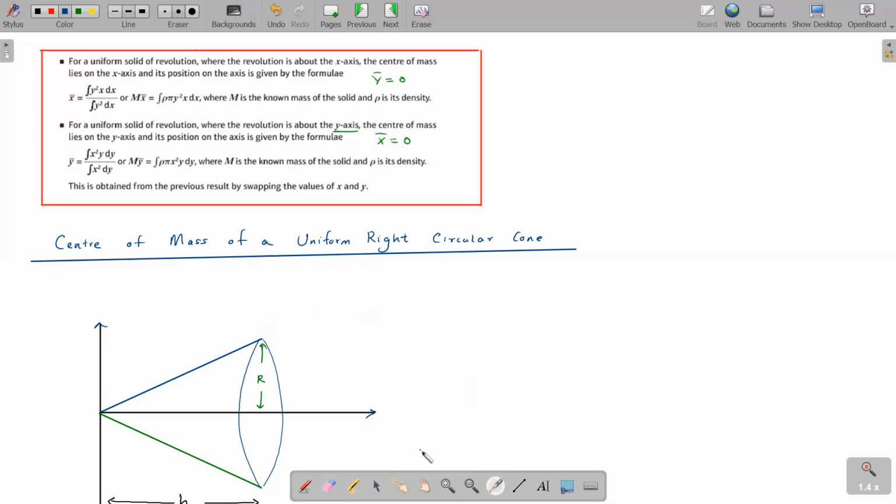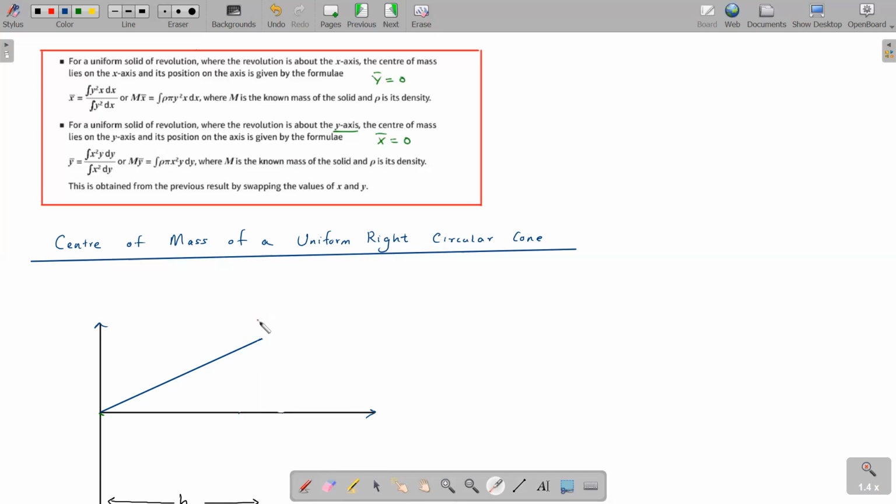You can see here, I've constructed a cone, but how does it start? Have a look at what's going on here. In this particular graph, I have drawn a straight line. First things first, I'm just showing you the straight line.